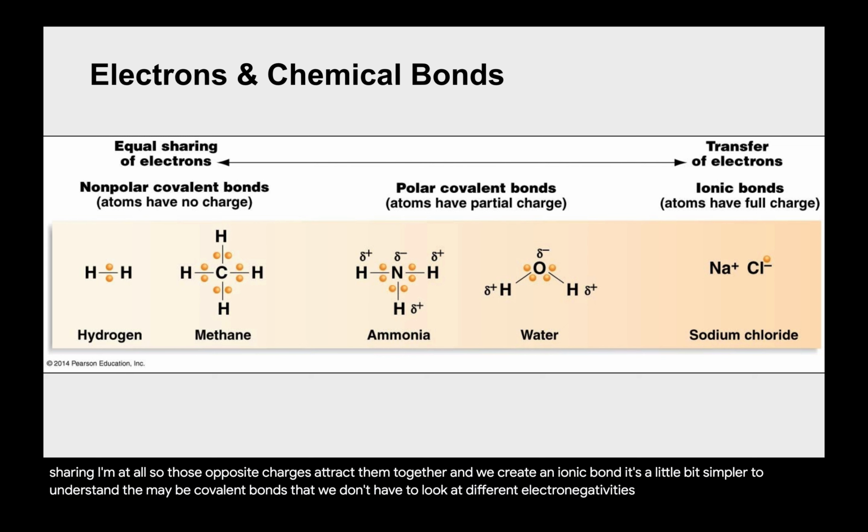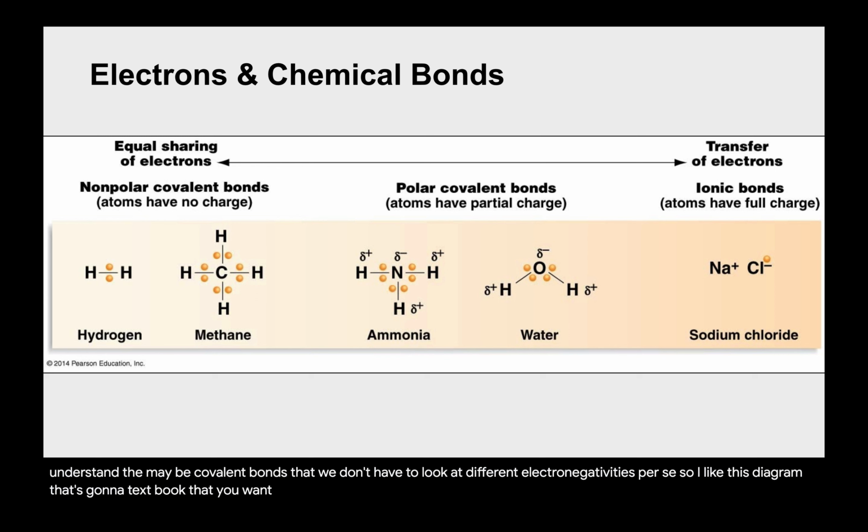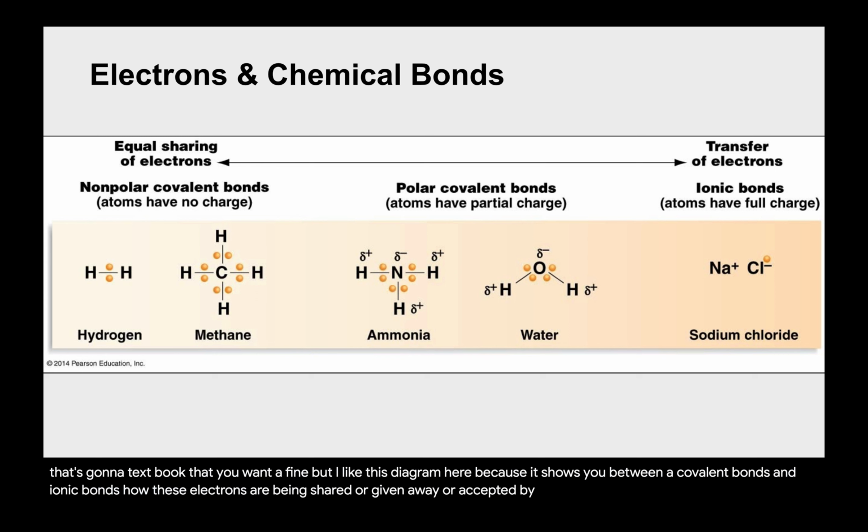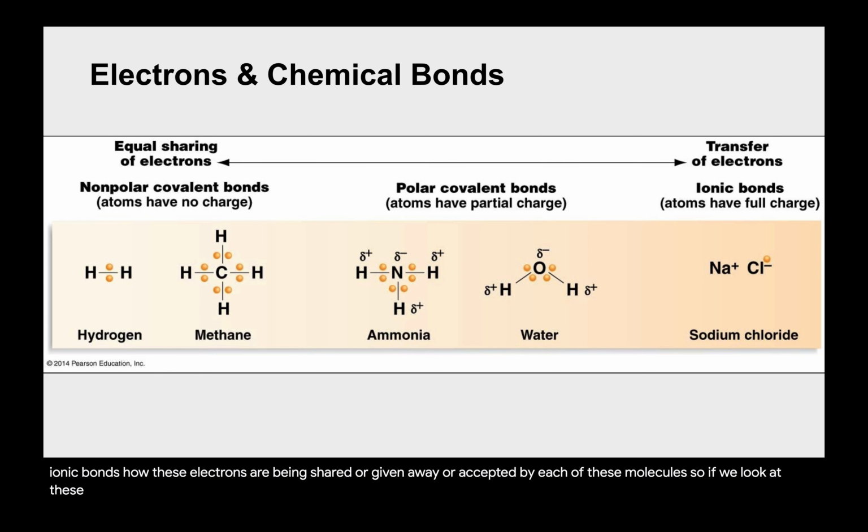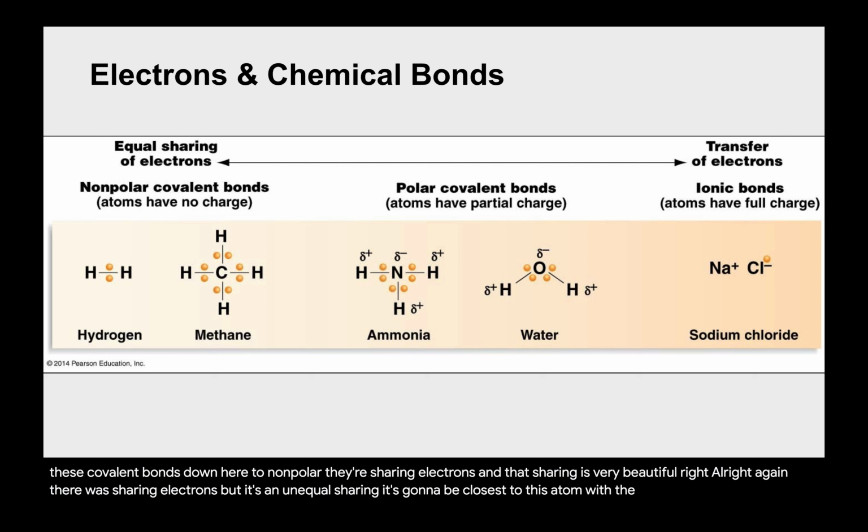different electronegativities per se. I like this diagram that's in the textbook, if you bought it, great, if you didn't, that's quite fine. I like this diagram because it shows you, between covalent bonds and ionic bonds, how these electrons are being shared or given away or accepted by each of these molecules. If we look at these covalent bonds down here, it's nonpolar. They're sharing electrons, and that sharing is very equal. In a polar covalent bond, again they're sharing electrons, but it's an unequal sharing. The electrons are going to be closest to the atom with the higher electronegativity.